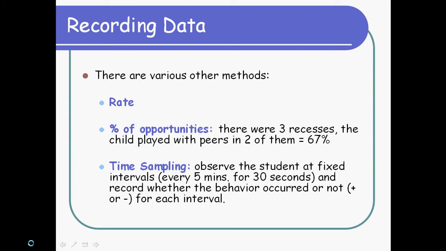There are various other methods you could try too. You could calculate the rate of the behavior. You could also look at percentage of opportunities. So if there were 3 recesses and the child played with peers in 2 of them, then we know that the child responded in 67% of opportunities. You could also try time sampling. Here, you might observe the student at fixed intervals. So for example, every 5 minutes for about 30 seconds, and then during that time, you're simply recording whether or not the behavior occurred.